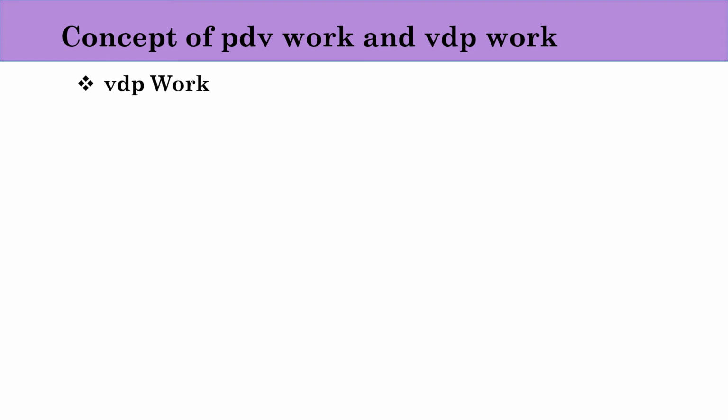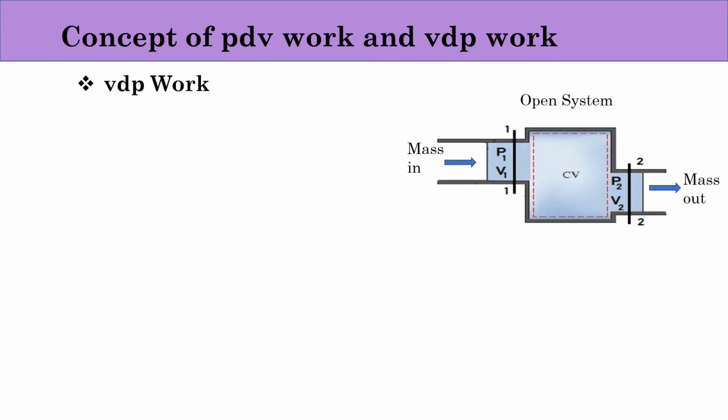Now let us understand VDP work. As I told you earlier, the work done under an open system is called VDP work. So this is an open system or flow process. As you see here, there are two pipes. One is for fluid entering and the other is for fluid leaving the system. The working substance is entering through this pipe and leaving through this pipe. This open system can be a compressor, turbine, nozzle, or any open system we can consider.